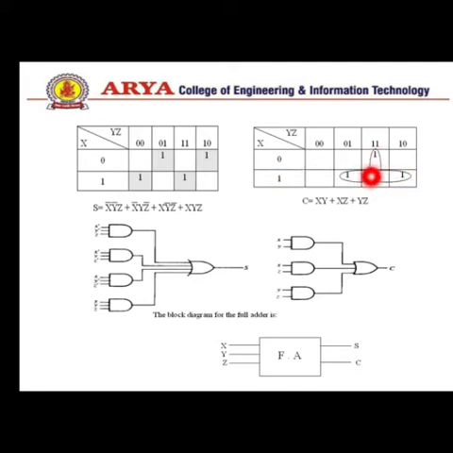Now we show the K-map for carry. We put one values in 0, 1, 1, 1, 0, 1, 1, 1, 1, and 1, 1, 0. And we can see that there are three pairs. The value of the first pair is yz. The value of the second pair is xz, and the third pair is xy. So the simplified expression of carry is xy plus xz plus yz.